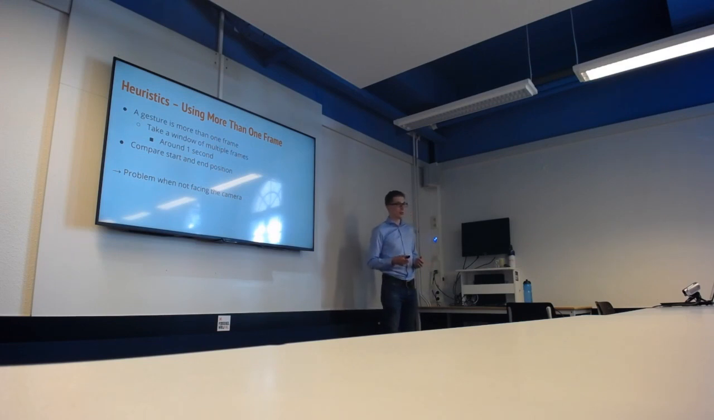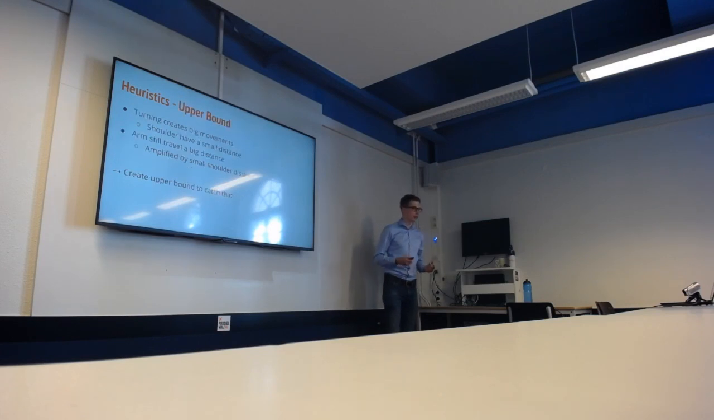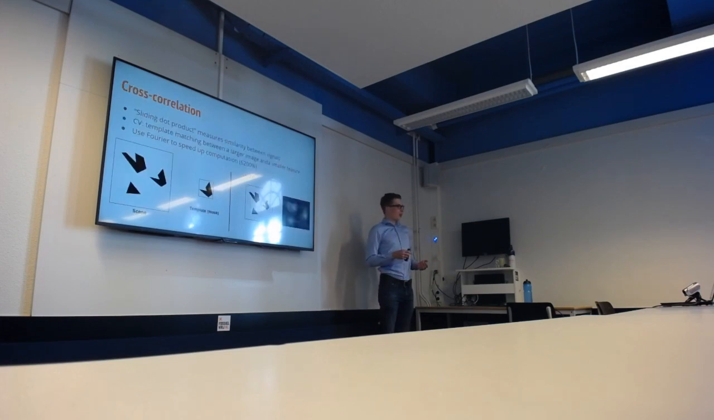But we still have a problem if we don't face the camera. If you stand like this, the distance between the shoulders and the 2D plane is very small, which makes a mess for movements, like if you're pointing on a slide. It's a really big value that comes out there. To handle this, we use an upper bound. If the value exceeds a certain threshold, it doesn't count anymore as a gesture, because you don't want to change the slide when you want to point at it. Yeah, and that's all about heuristics.